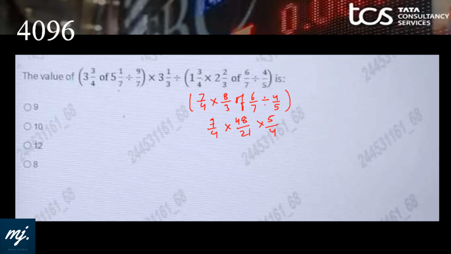So 4 times, okay, 7 3 times, and 16 into 3 is 48, gone. That means this part value is equal to 5. Now we are looking out for this part value.